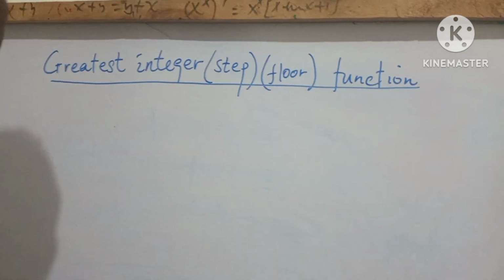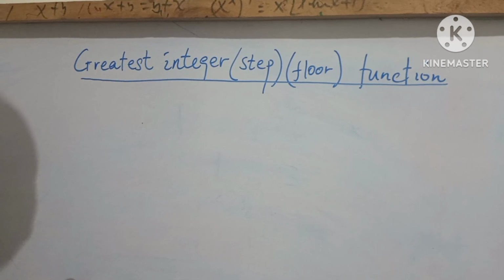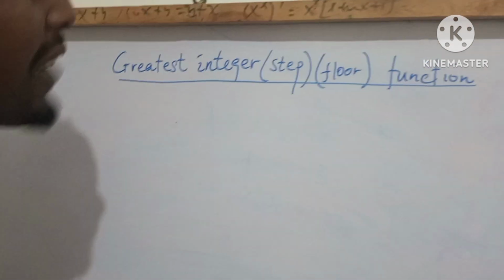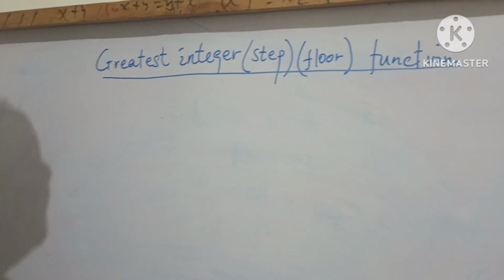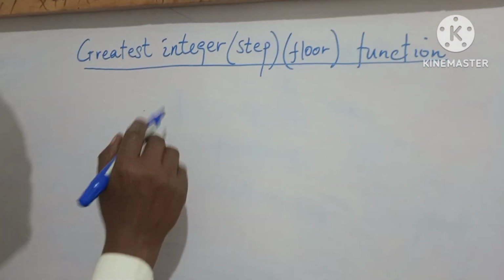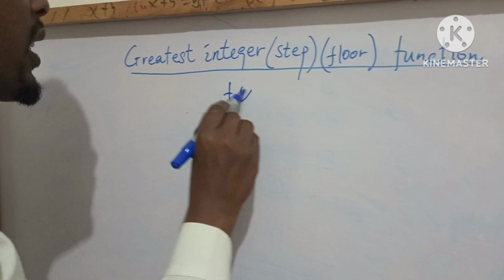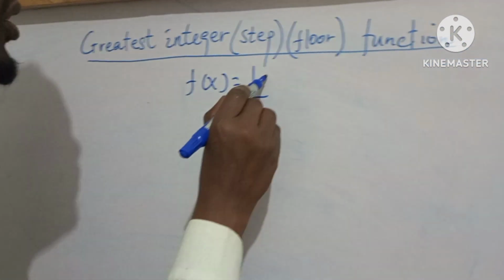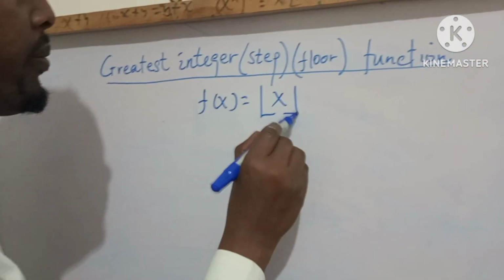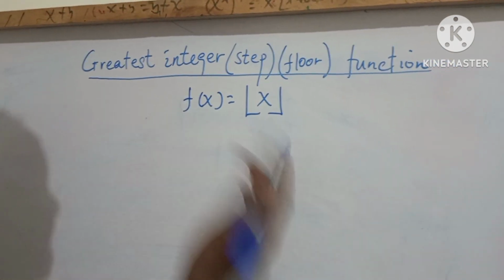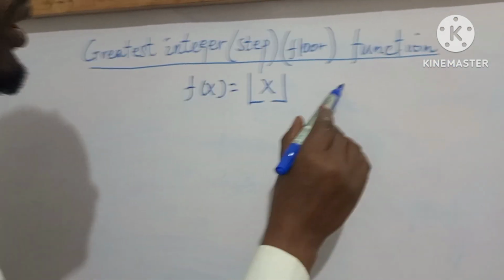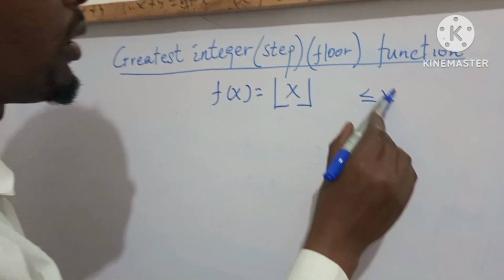Okay, my viewer, today we are going to see about the greatest integer function, or step function, or the so-called floor function. The floor function or the step function is denoted by f of x equals the greatest integer of x. So this means it is the greatest integer less than or equal to x.